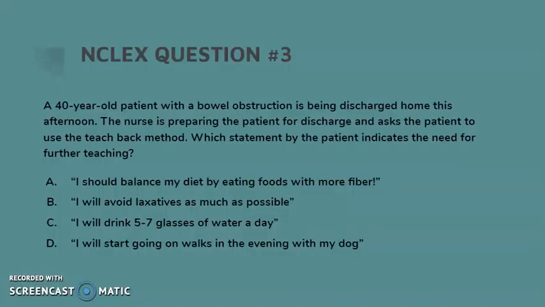A 40-year-old patient with a bowel obstruction is being discharged home this afternoon. The nurse is preparing the patient for discharge and asks the patient to use the teach-back method. Which statement by the patient indicates the need for further teaching? A, I should balance my diet by eating food with more fiber. B, I will avoid laxatives as much as possible. C, I will drink 5 to 7 glasses of water a day. D, I will start going on walks in the evening with my dog.